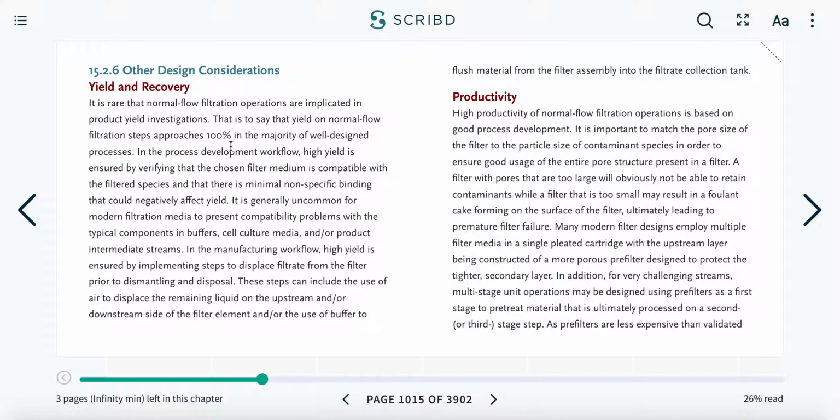Productivity. High productivity of normal flow filtration operations is based on good process development. It is important to match the pore size of the filter to the particle size of the contaminant species in order to ensure good usage.